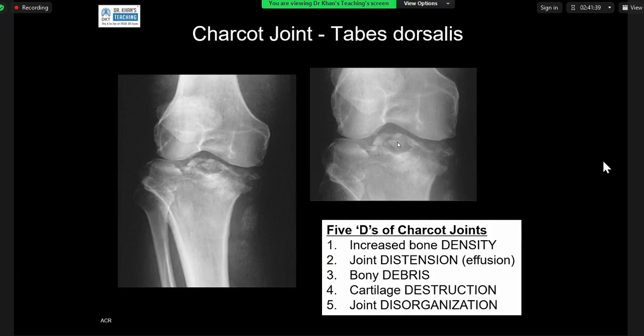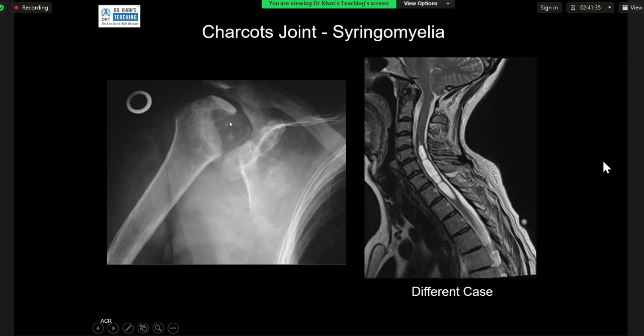So the bone density will be normal, or there will be sclerosis, and there can be debris here. So because of this appearance, I think there was a bit of confusion.